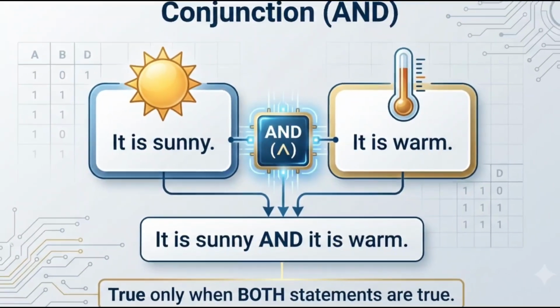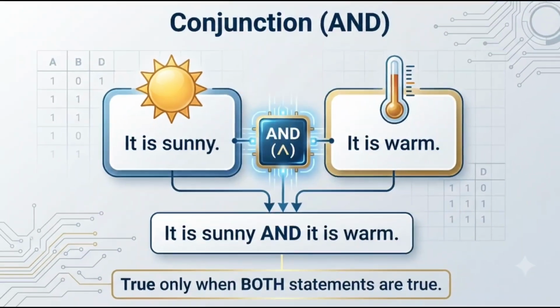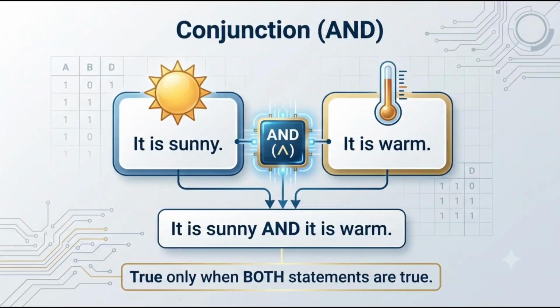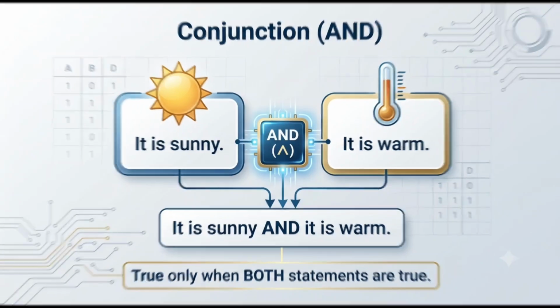The second connective is conjunction, represented by a symbol that looks like a reverse V. It joins two statements using the word and. For example, it is sunny and it is warm. Conjunction is true only when both statements are true. If even one statement is false, the whole conjunction becomes false.